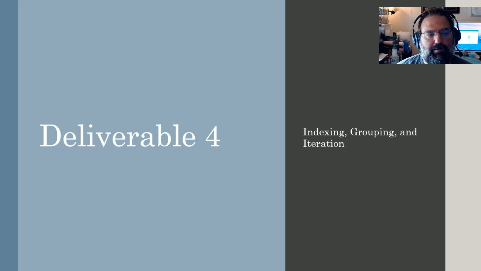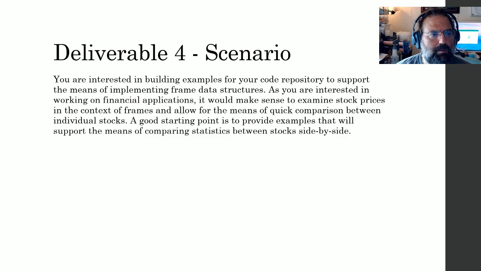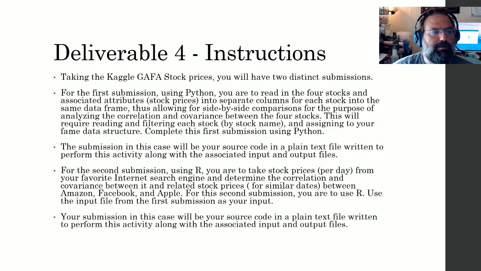So now we'll move into talking about deliverable 4. Your scenario here is you're building up your portfolio of stock price related stuff, and you want to do some statistics between stocks side by side. So your instructions are to take the Google, Apple, Facebook, and Amazon stock prices that are presented to you in a singular row, right? And basically you're going to line them up based upon some stuff, right?